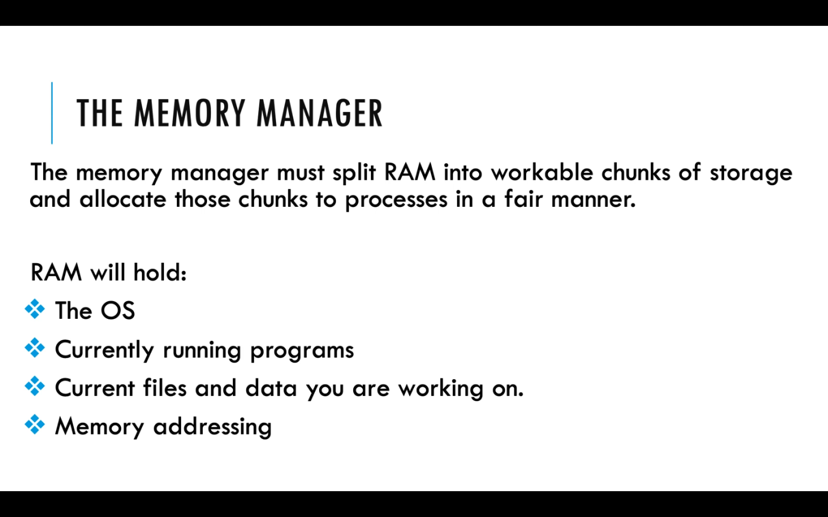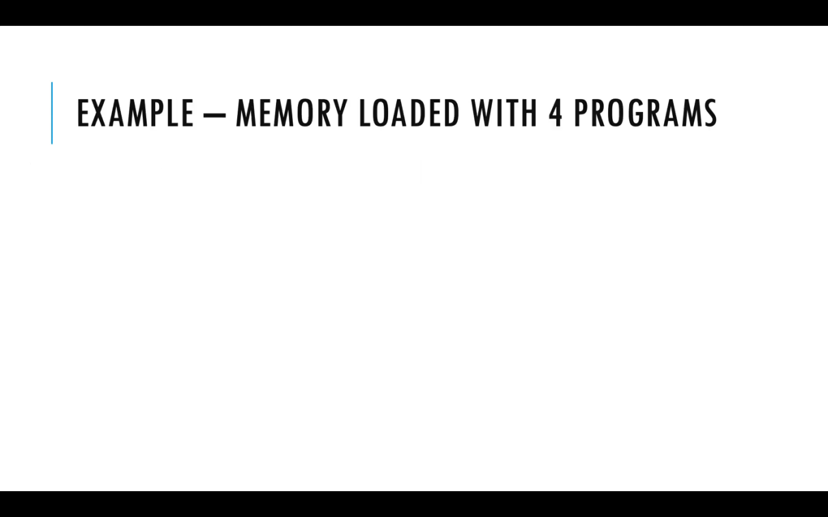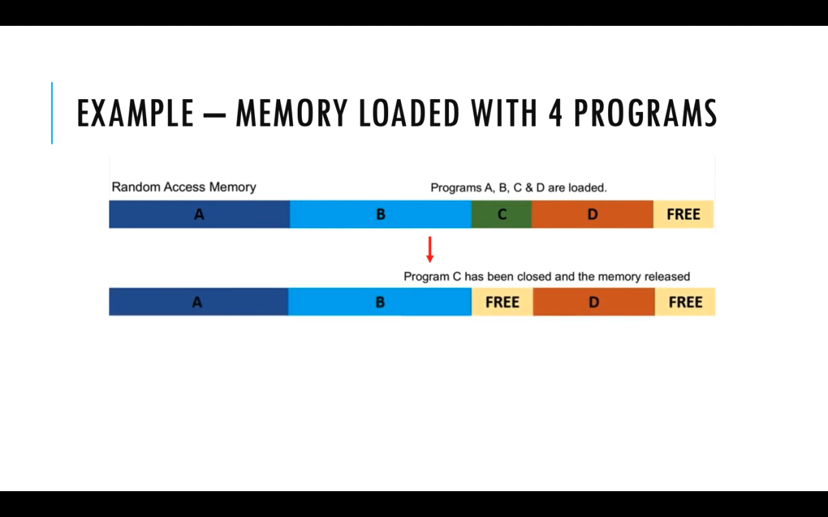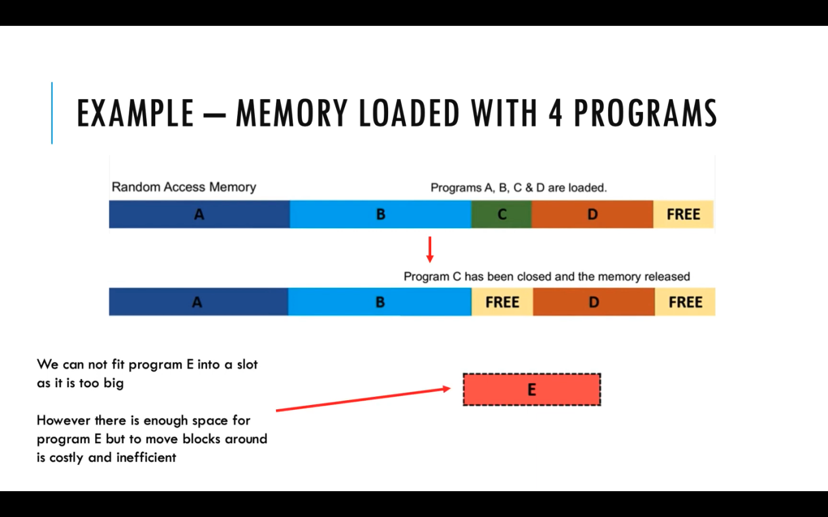So let's look at an example with memory loaded with 4 programs, A, B, C and D. They are my programs loaded. I have a small free block at the end of my RAM. And then if we process program C, for example, we free up a block. And then E comes along, and E is a slot that is too big. There is enough space in RAM, but E is too large to put in there.